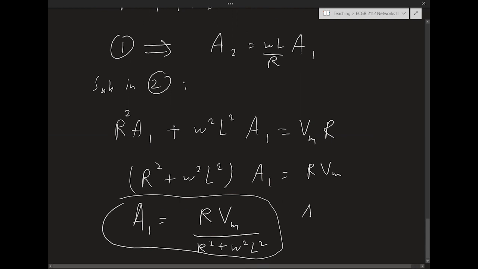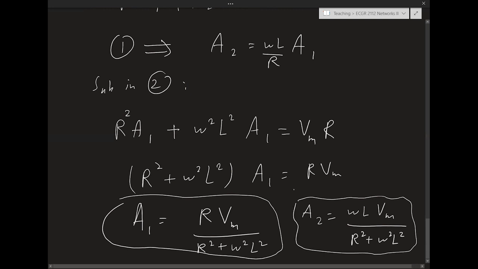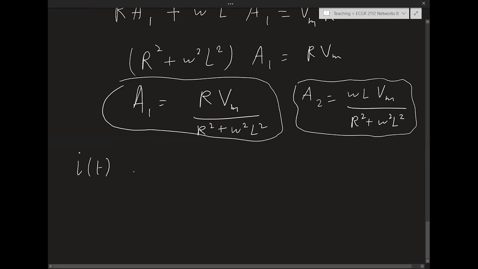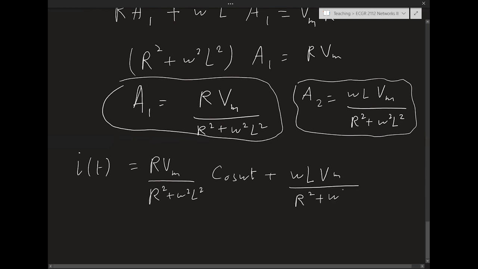And what is A2? A2 is simply A1 times omega L over R. So A2 is going to be omega L Vm over R squared plus omega squared L squared. So it's a bit of analysis, a bit of manipulation. As we move forward into this chapter, the point is to find techniques, to define mathematical objects that can reduce the requirement of doing all this stuff. But at this point we've solved for A1 and A2, and that means we solved for I of t. I of t equals, I can just plug in A1 and A2: R Vm over R squared plus omega squared L squared cosine omega t plus A2, which is omega L Vm over R squared plus omega squared L squared, sine omega t.